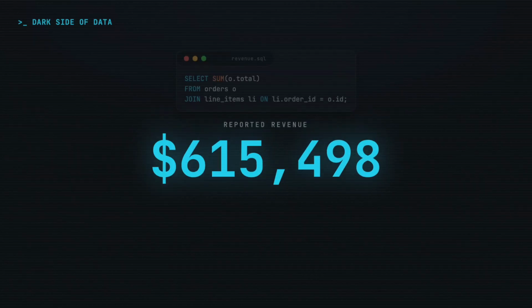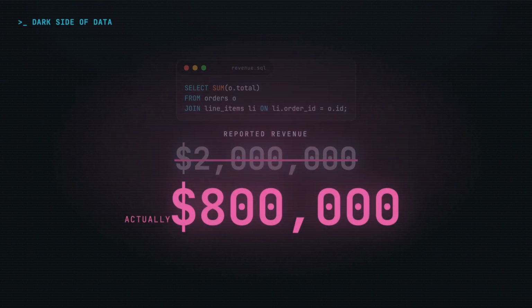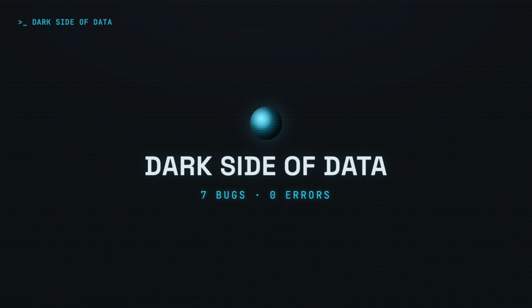This query says revenue is $2 million. The real number? 800,000. No error, no warning, no red text, just a number that's confidently, completely wrong. SQL won't tell you when it's lying, so let's drag 7 of those lies into the light.